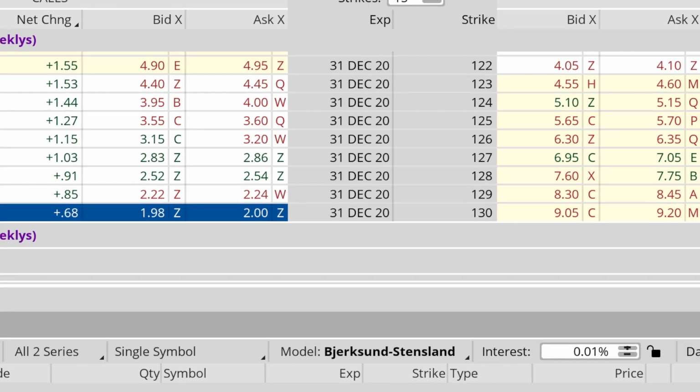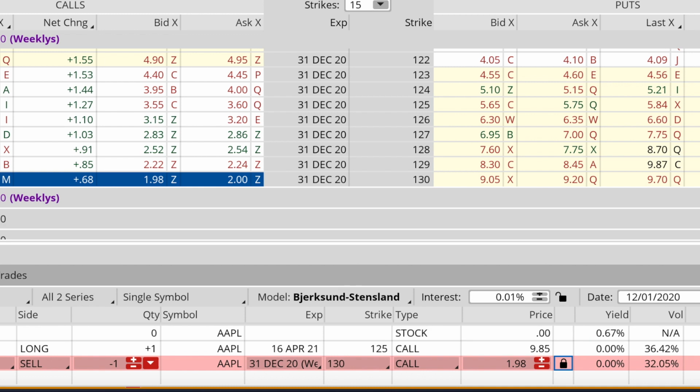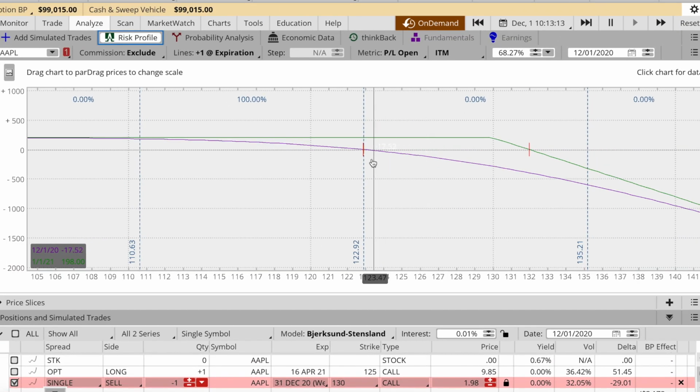So if I click on the bid price, it pulls up an order to sell. I am going to just do one contract. Each contract is worth 100 stock. With this simulated trade, I'm going to lock in that price and pretend that we just traded it for $1.98. Let's look at our risk profile.